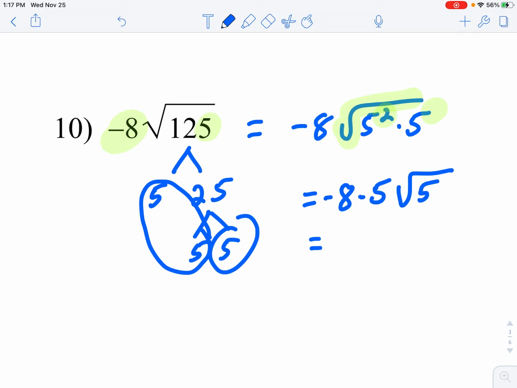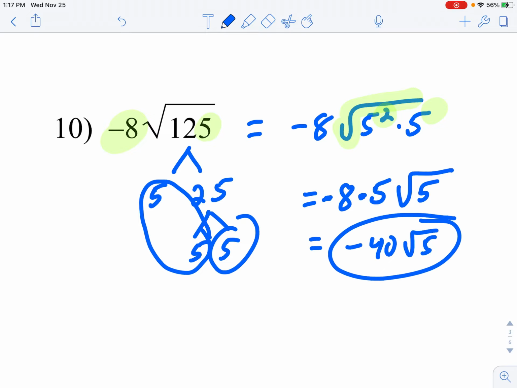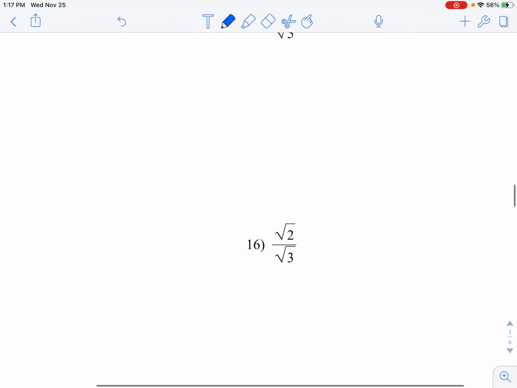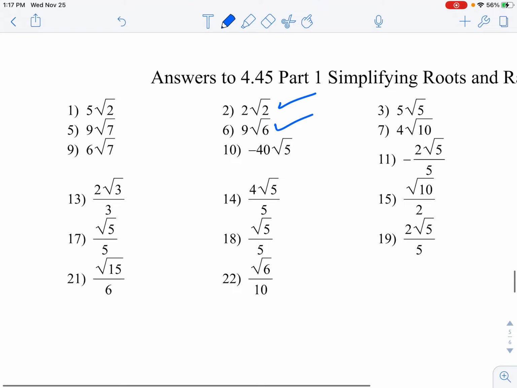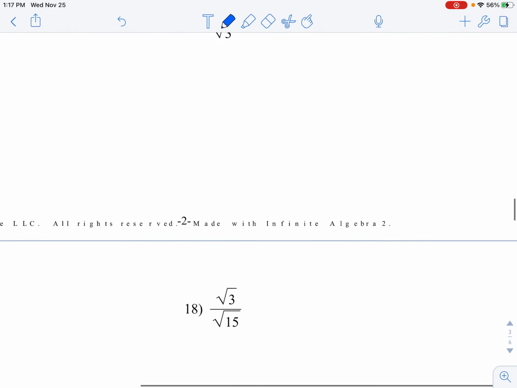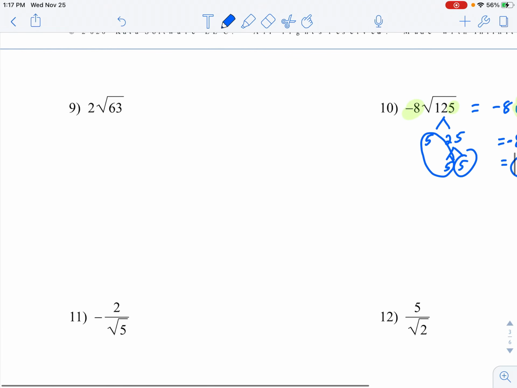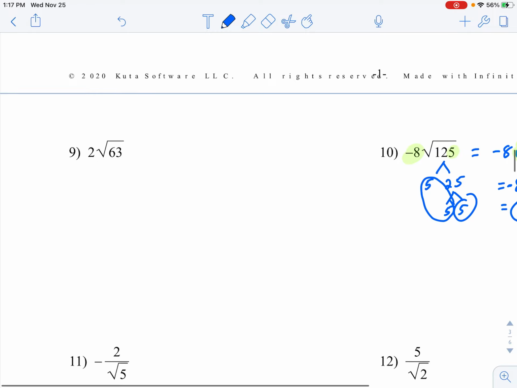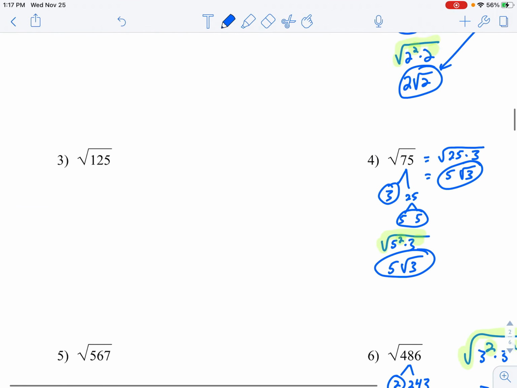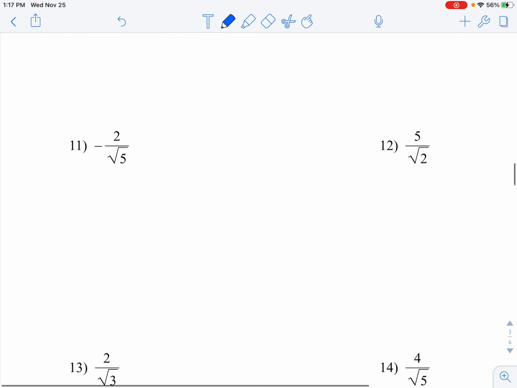So in the end, I end up with negative 8 times 5 radical 5. Well, that's just negative 40 radical 5. And there's that. There we go. And that's it for simplifying radicals. So you need to do the odds, of course. Look at my examples as you do those. It should come along fairly well.